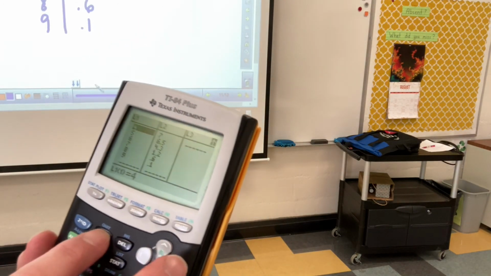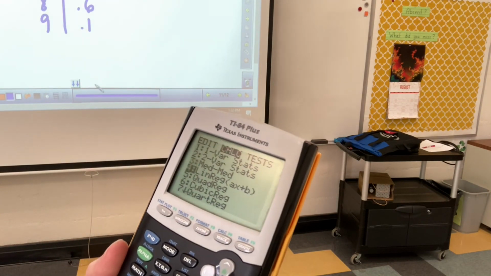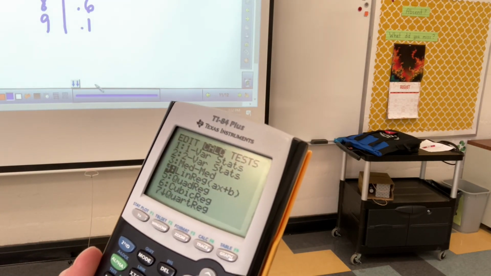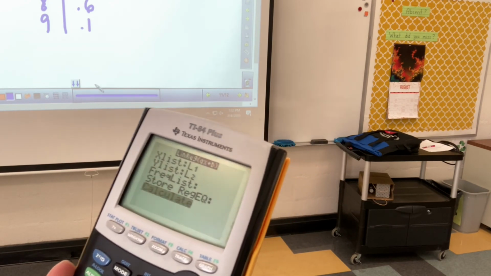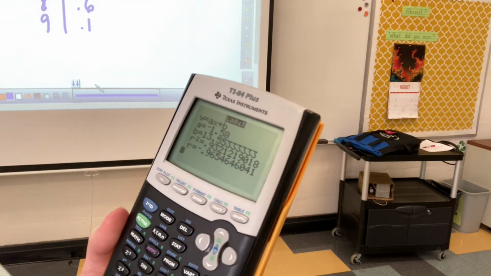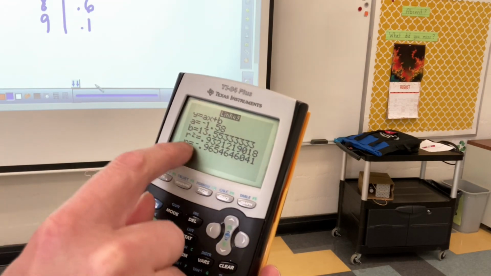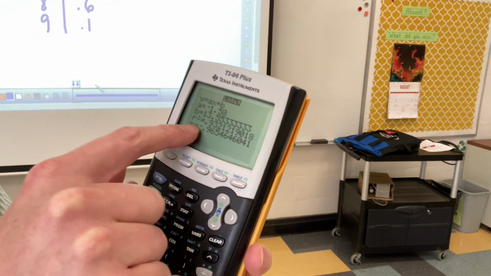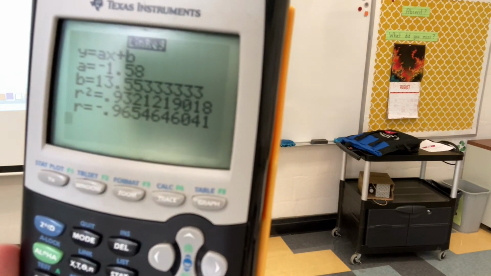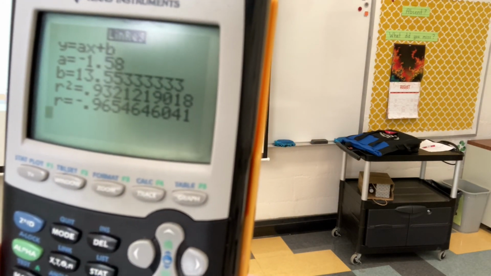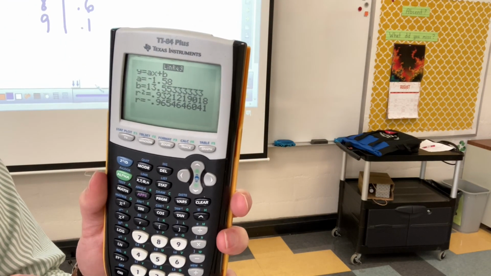So what I'm going to do now is go to stat calc and go down to linear regression, and I'm going to go all the way down to calculate and hit enter. And I see my A value, which is the slope, my B value, which is the y-intercept. I see r squared and r. We're going to focus on r, which is the correlation coefficient. It is negative 0.96546 approximately. So it's a very strong negative correlation.